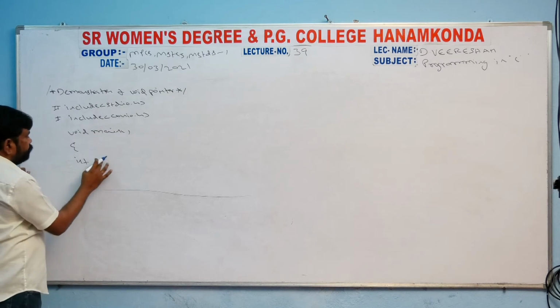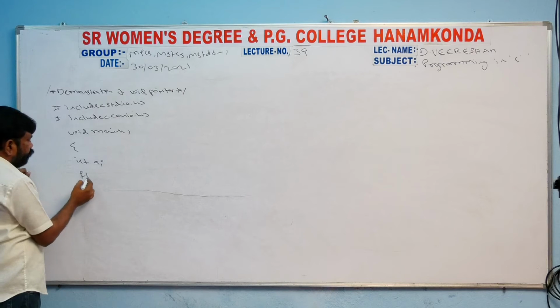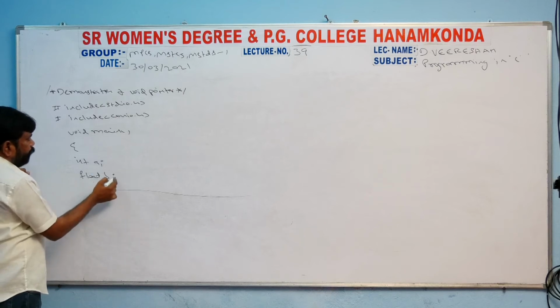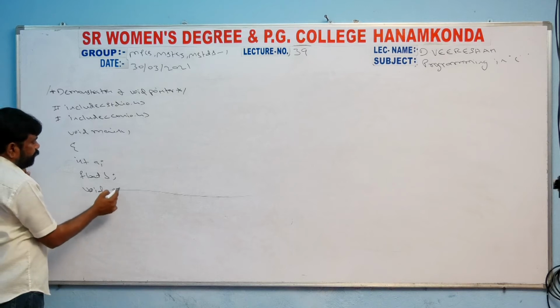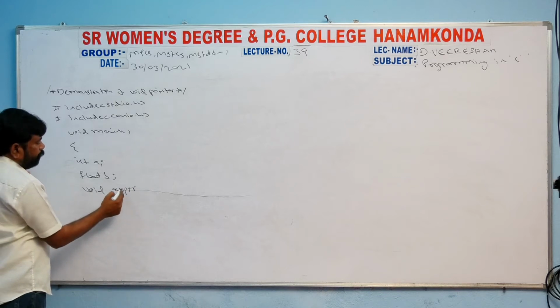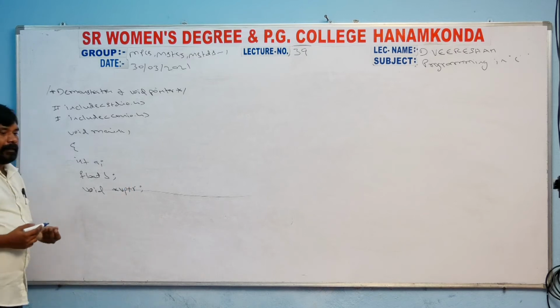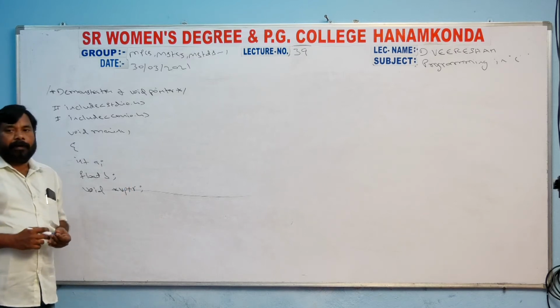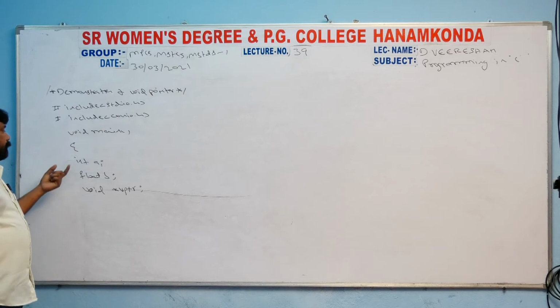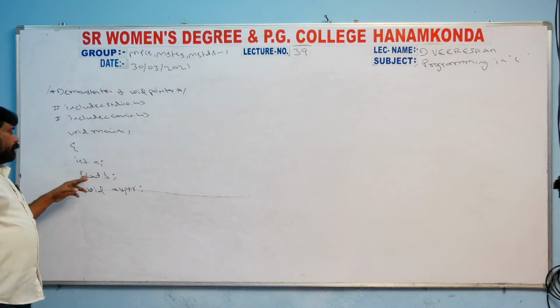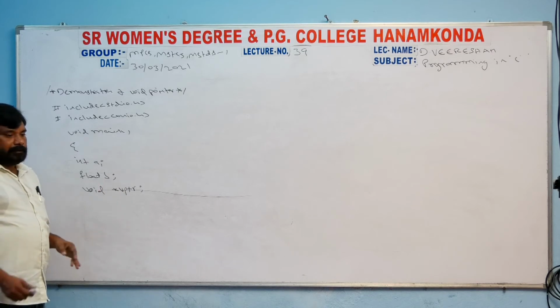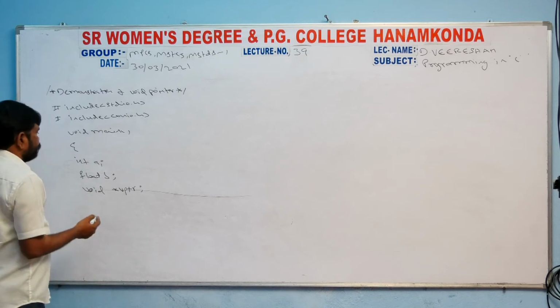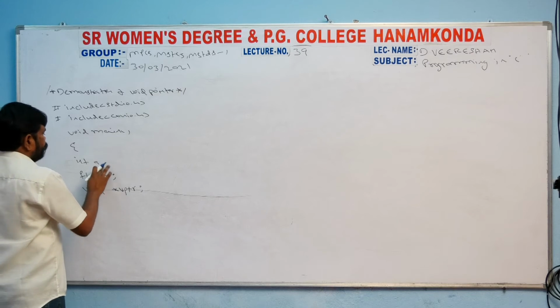Integer A, comma, then float B, then I am declaring void star void pointer. What am I declaring here? A void pointer. I am saying integer A, then float B, then void star void pointer C. After that, here itself we can store the value as well.